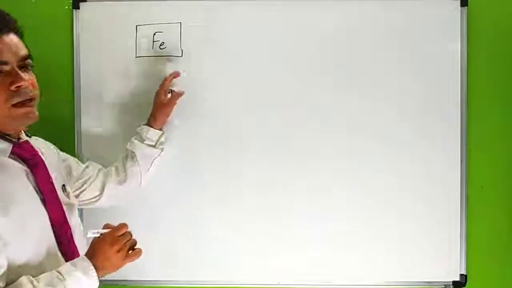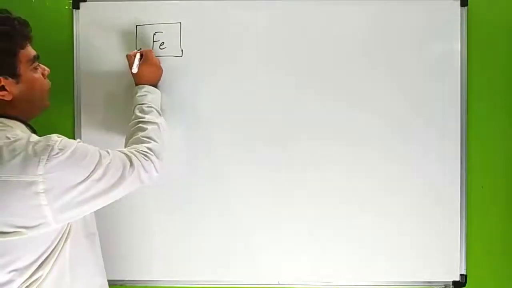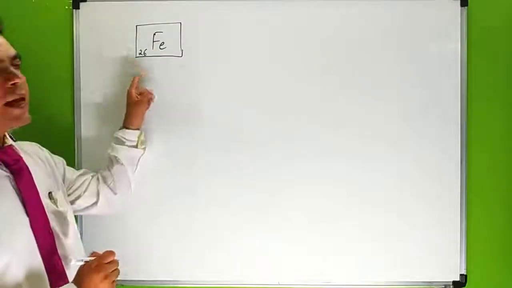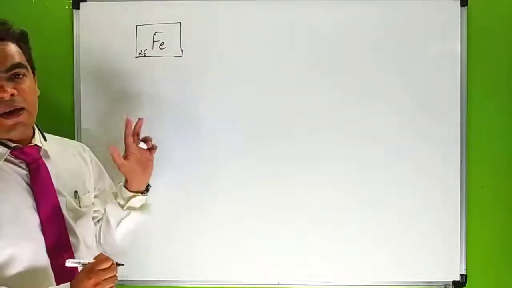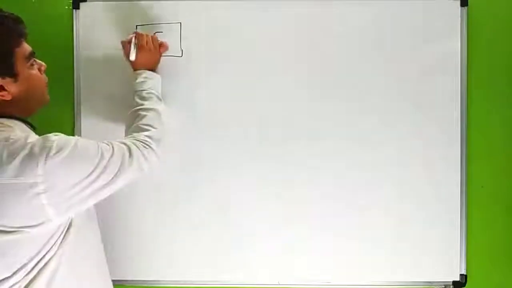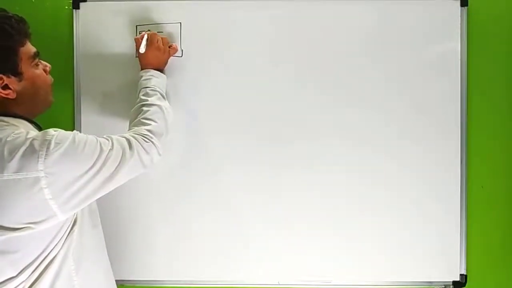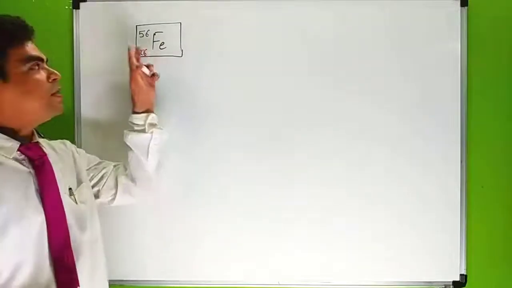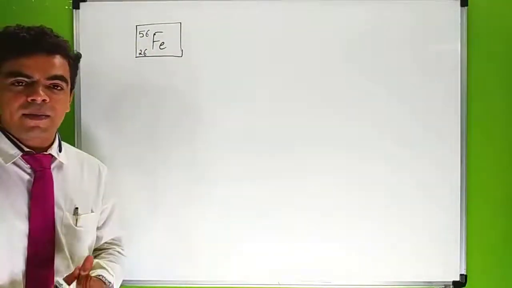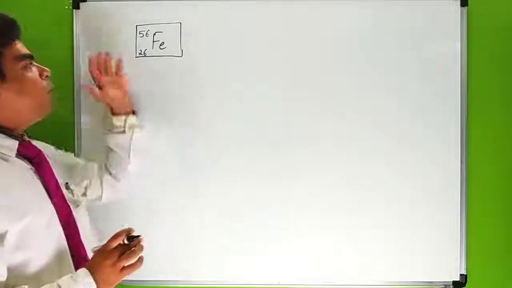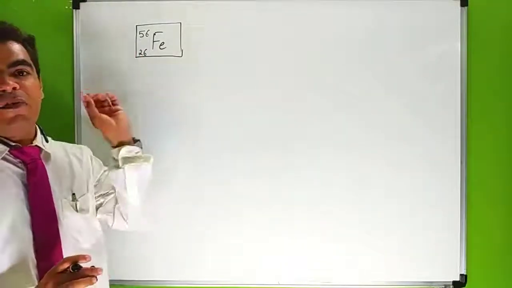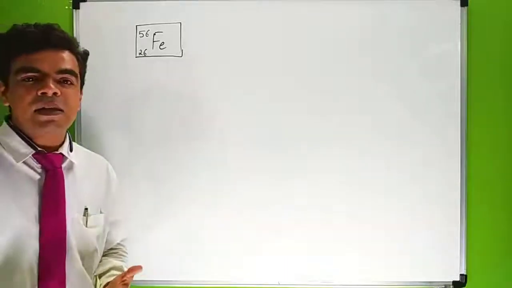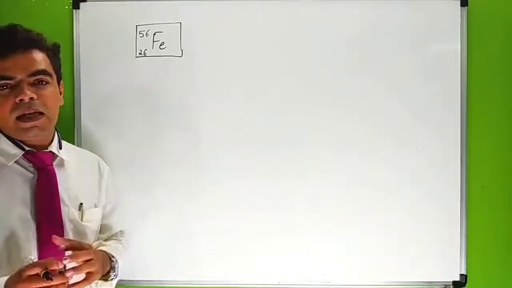Below this symbol, a number is written. For iron, that number is 26. This number indicates the atomic number of iron. Above this symbol, another number is written. For iron, it is 56. And this 56 is the atomic weight of iron. We are going to be talking about the atomic weight of iron. What exactly do we understand by atomic weight?